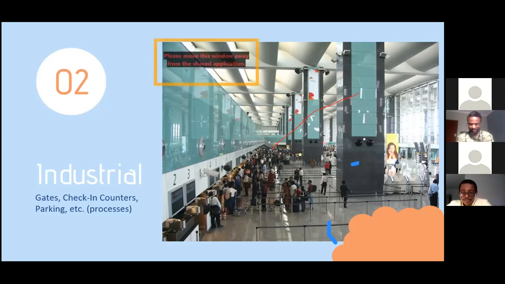So, as I said, the position of the gates in an airport, the check-in counters, your parking, how parking works. I don't know if you have ever seen these days when you enter a parking lot, it will tell you if the parking is full or not. That's also part of where they fit in. But in this setup, their main job is to make sure that we don't wait unnecessarily.